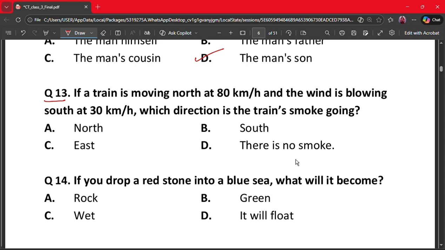Our next question, question number 13. If a train is moving north at 80 km per hour and the wind is blowing south at 30 km per hour, which direction is the train smoke going? A. North. B. South. C. East. D. There is no smoke. The correct answer is option D. There is no smoke because the train is electrical.